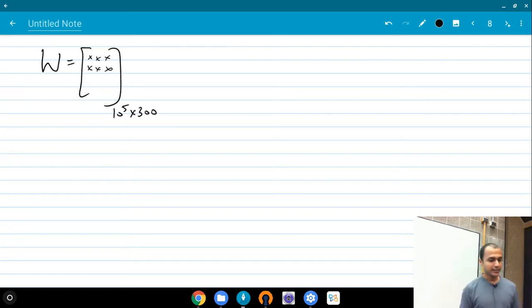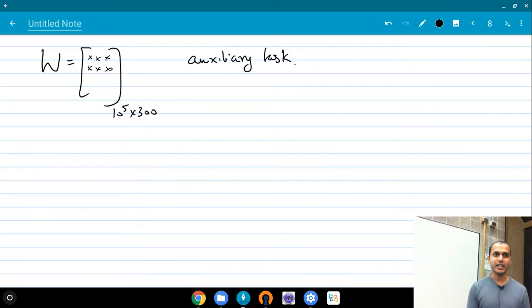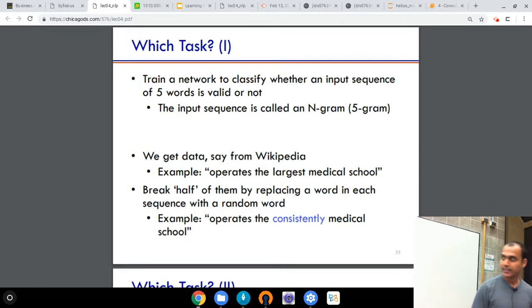The way I'm going to learn these entries is to attach, or create, an auxiliary task. I'll concoct some objective and solve the task, such that in return I'll get semantically relevant vector representations in W as a byproduct. And the example task is here.